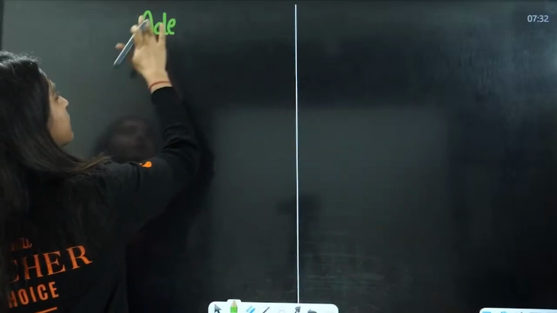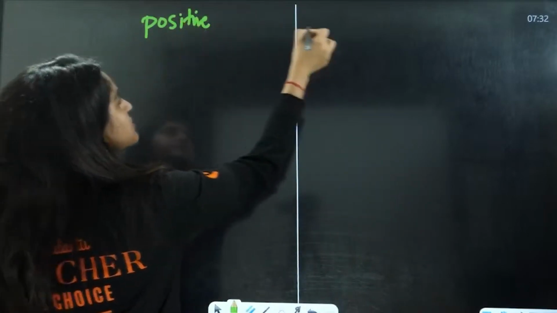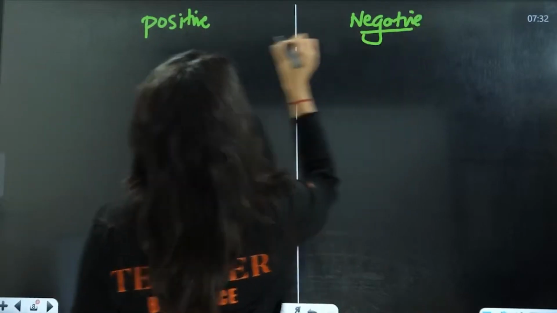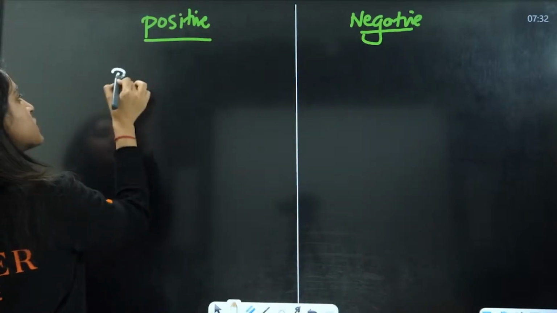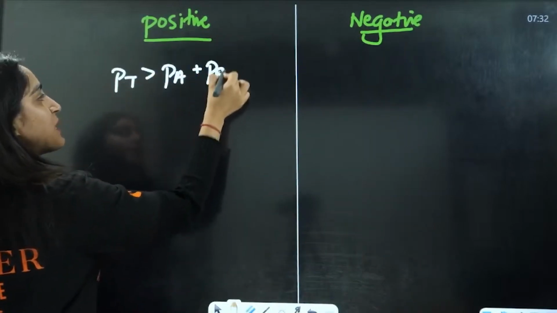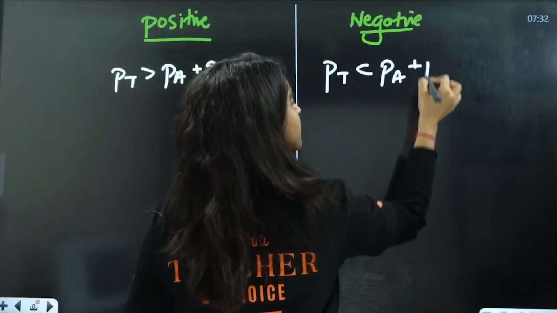This is ideal. This is positive deviation, and this is negative deviation. Just one thing is left here. I'm going to write it here. Here in this case, PT is greater than PA plus PB. Partial pressure increases here. Here PT is less than PA plus PB.